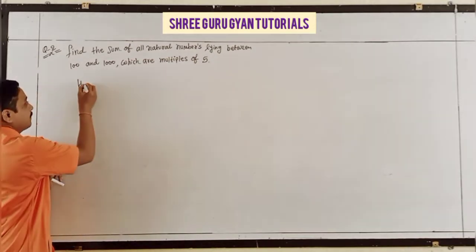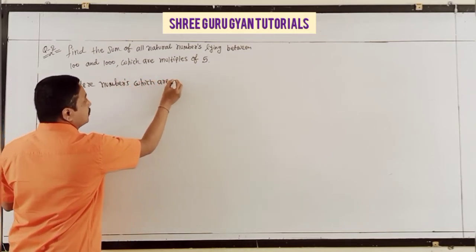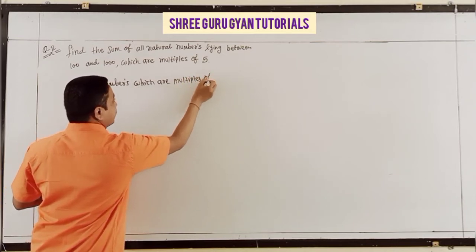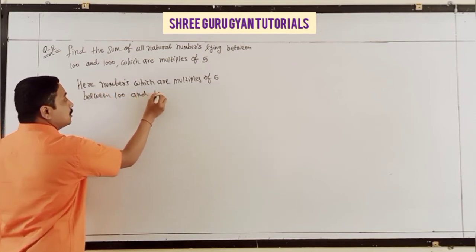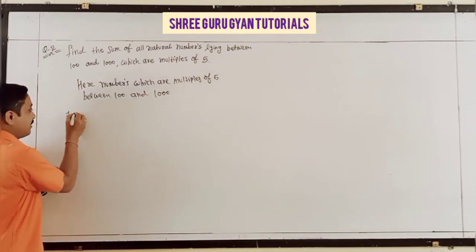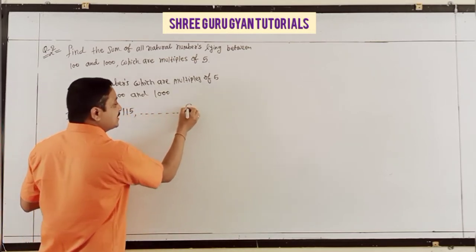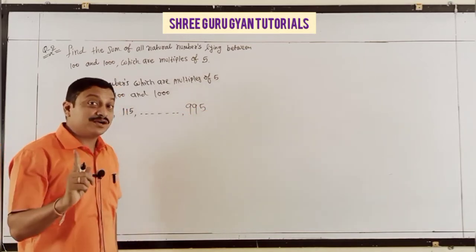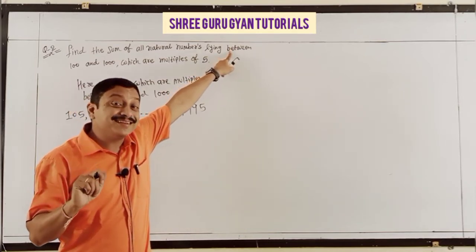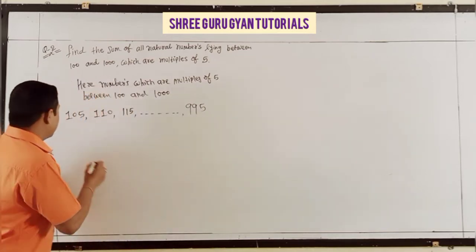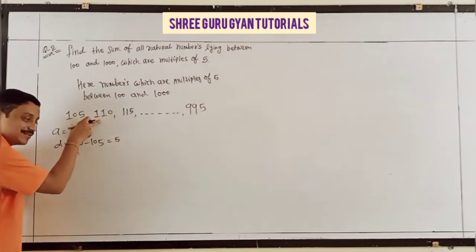So students, here our numbers, which are multiples of 5 and between 100 and 1000, are 105 first, 110 second, 115, till the last, 995. We do not count 1000 and do not count 100 because the word "between" is given. If "from" were given, then 100 and 1000 would be included. So I define the first term a as 105.